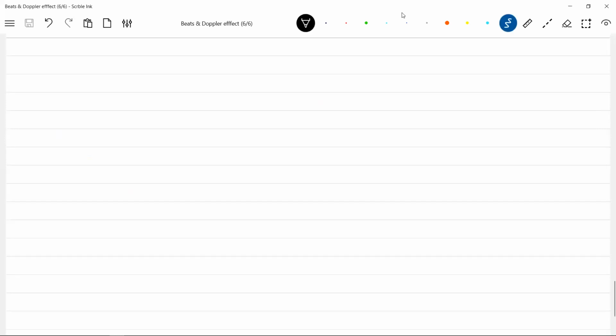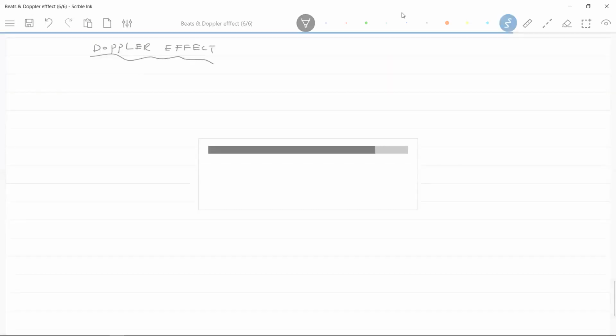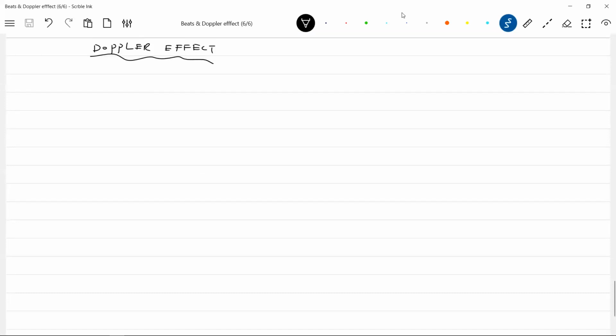Let's start with the Doppler effect. It is a purely kinematics-based topic. So a student has to go back to mechanics, because most of the problems you are going to come across will be application-based, like what we have studied in mechanics, and will be correlated with that mechanics.